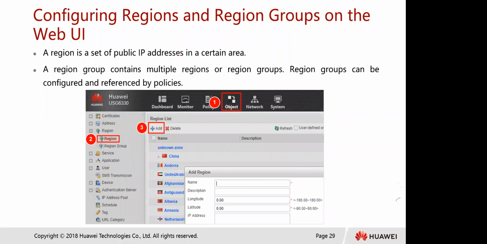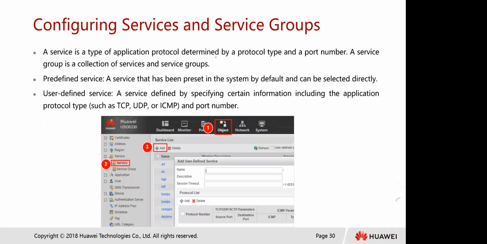So a region is a set of public IP addresses under certain criteria. This is configuring regions and groups. If you have your public IP address and you know all your clients communicate and receive packets from that public IP address, then a region group contains multiple regions or region groups. A region group can be configured and referenced, and we shall see how we can add different regions.